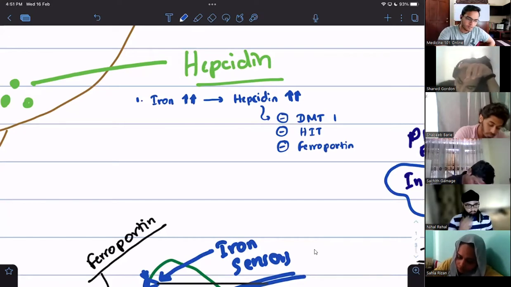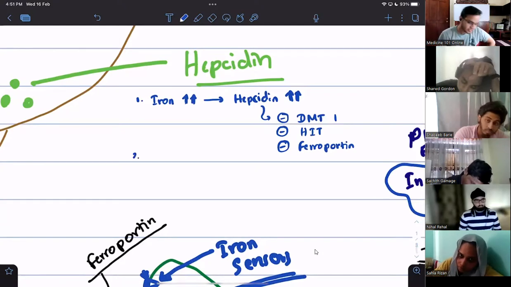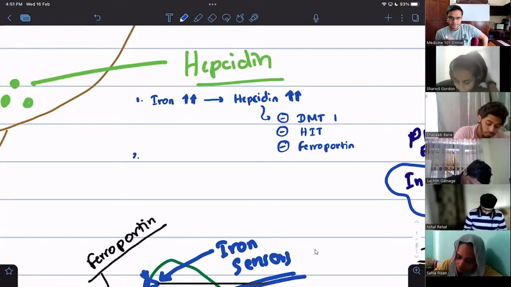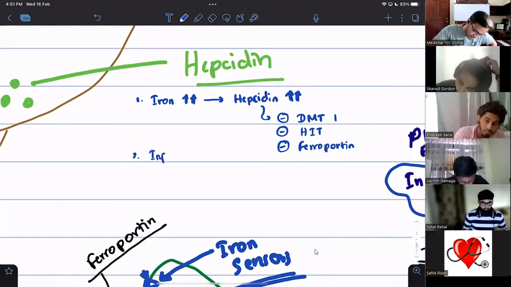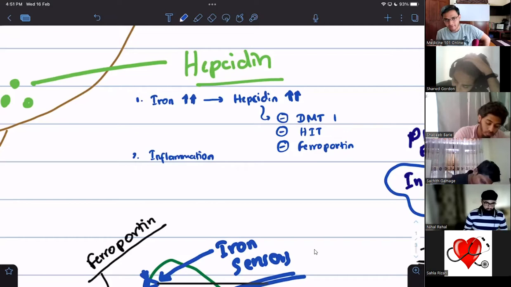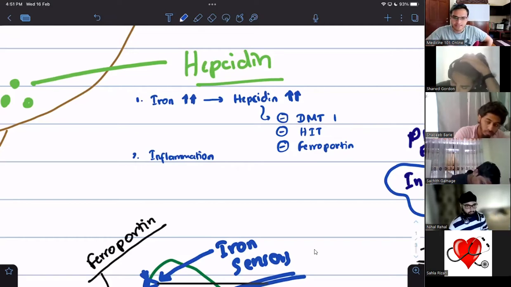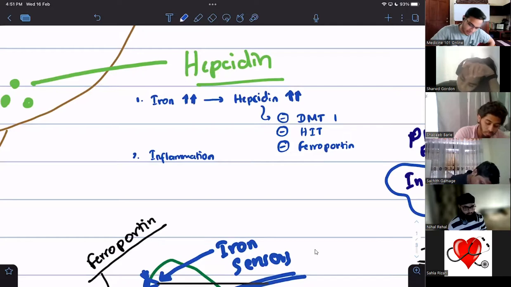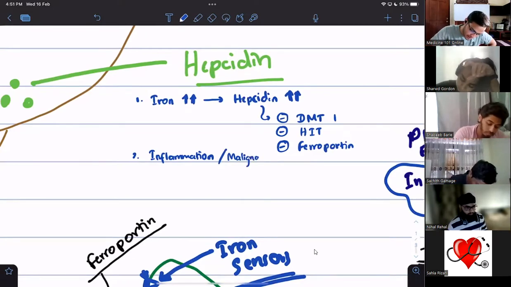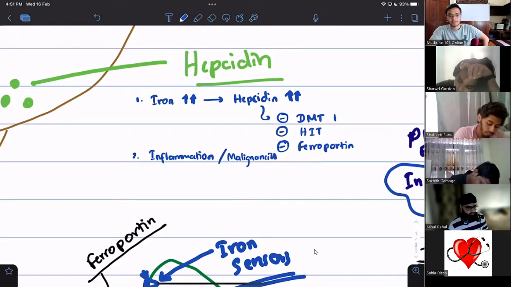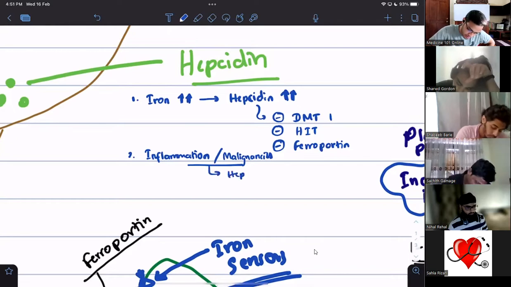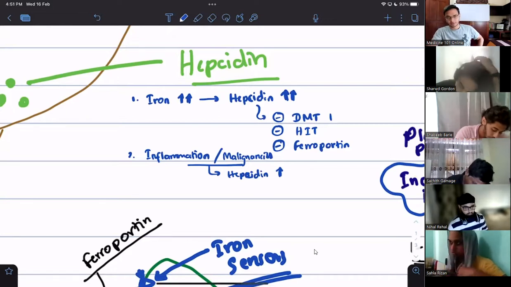Then another important point about hepcidin I want you all to know, guys. Hepcidin is increased in certain other conditions as well. For example, inflammation, if the patient is having some bodily inflammation, because hepcidin acts as an acute phase reactant. At the same time, in certain malignancies, hepcidin also increases. So just know hepcidin increases.